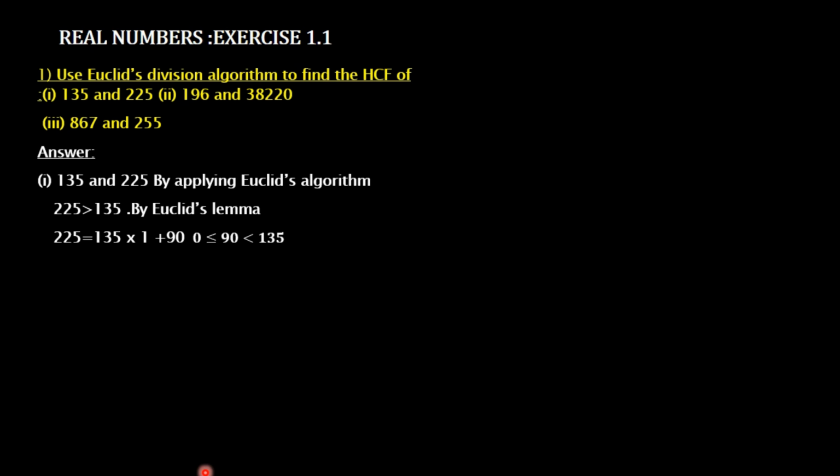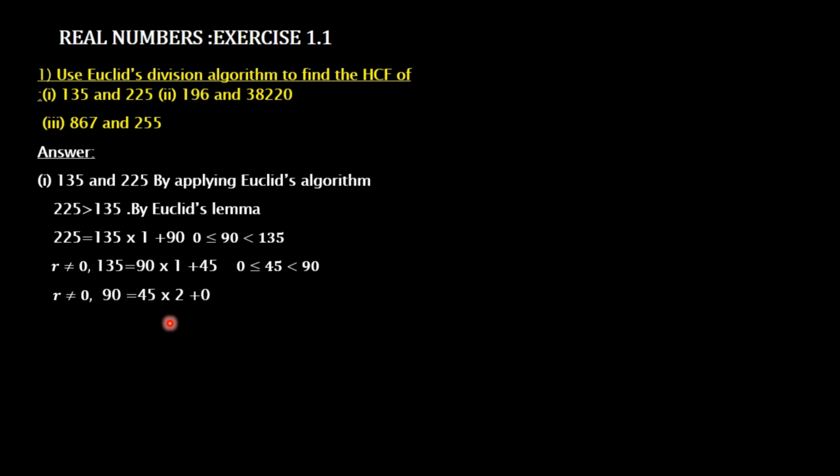Okay, then here 90 is our remainder and it is not equal to 0. Then what next? We have to apply Euclid's algorithm again by taking 135 as our dividend and 90 as our divisor. What is 135 equal to? 135 equals 90 into 1 plus 45, 0 less than or equal to 45 less than 90. So again we got a non-zero remainder and we have to apply this lemma again. Then 90 equals 45 into 2 plus 0.